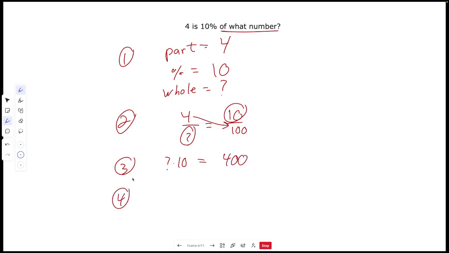Step 4, we still divide by whatever number is next to the question mark. So divide by 10. Let me clean that up a little bit, hold on. So remember, we take this number here and we divide on the other side. So 400 divided by 10 is 40, final answer.